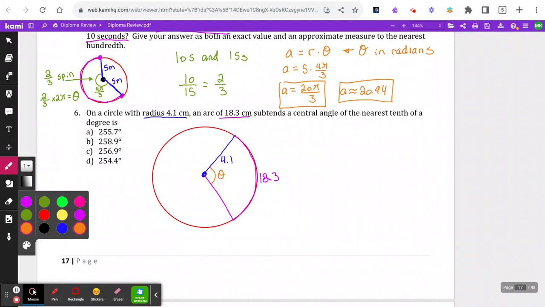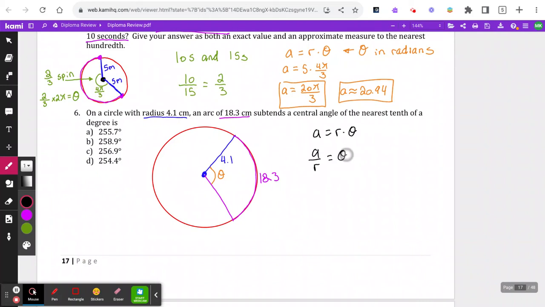We want to figure out what that angle is to the nearest degree, so let's use our formula. A equals R times theta. We can rearrange that to be A over R equals theta. That means 18.3 over 4.1 equals theta. This is in radians.